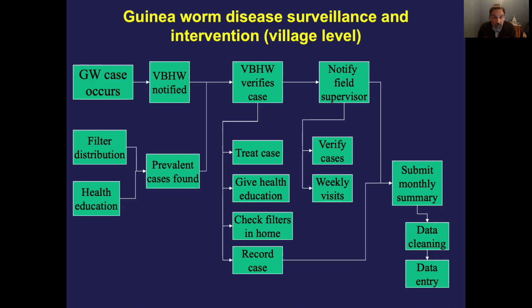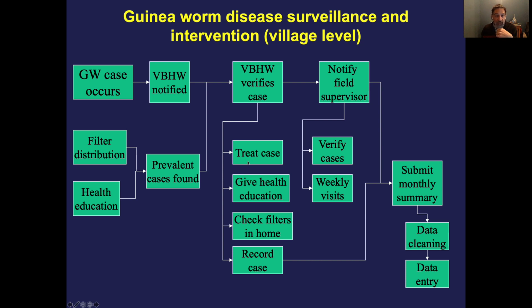And so how it worked is there were two components to the process. When a Guinea worm case occurred, because the village-based health worker will have gone all around the village to do education around Guinea worm, they would be notified. And then that person goes to verify the case. And in the process of verifying the case, if it turns out to be a case, they will treat it.